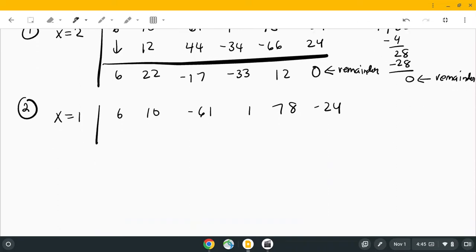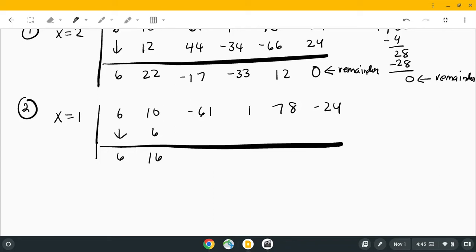Make sure you copy down the numbers correctly. It's very easy to miss a sign. Okay, 6 times 1 is 6. 10 and 6 is 16. 16 times 1 is 16. And then here we get negative 45, and negative 45 over here. And then we get negative 44, and negative 44 over here. And we get 4 and 3. And then we get 34 here. And then over here, we don't get 0. So here we actually get 10.